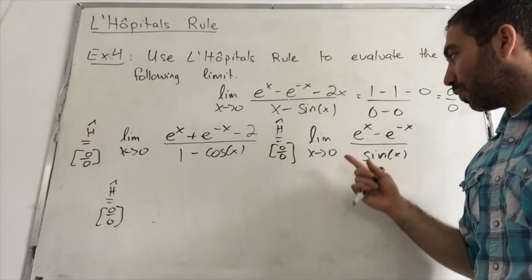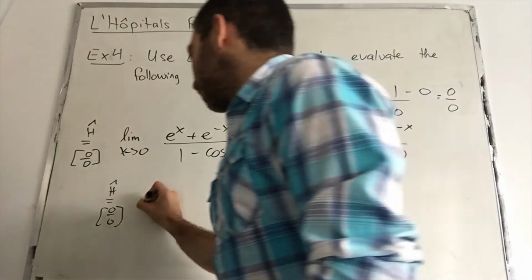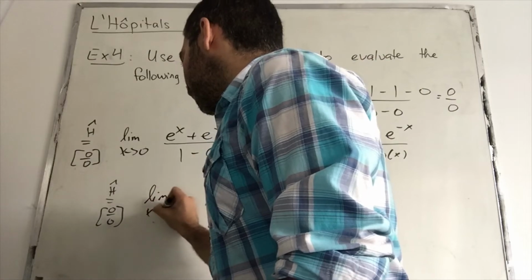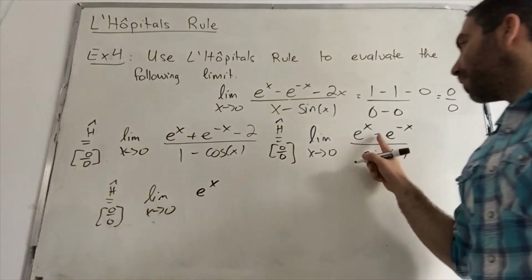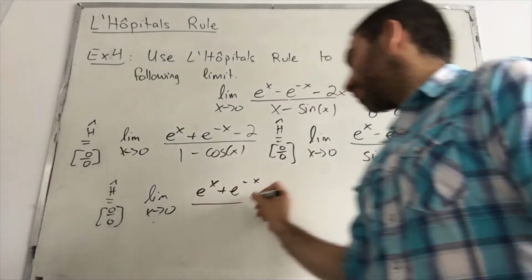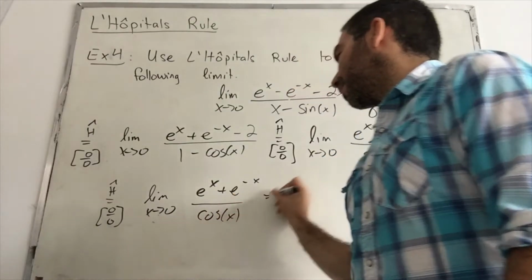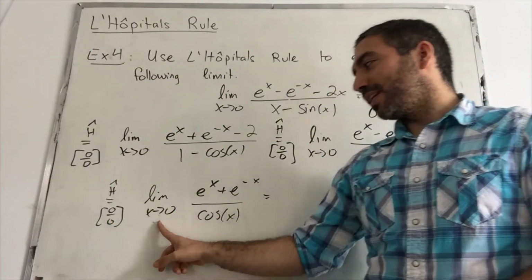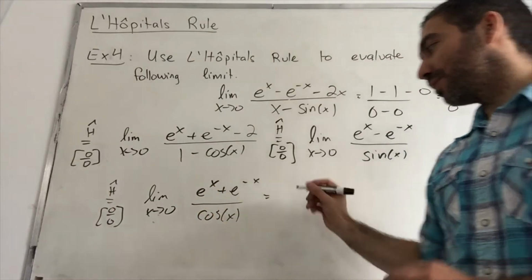Okay. So we're going to take the derivative of the top and the bottom. Taking the derivative of the top gives us the derivative of e to the x is e to the x. The derivative of negative e to the negative x is plus e to the negative x. And the derivative of sine is cos. Okay. Plugging in the limit, now we have e to the 0, which is 1, plus e to the negative 0, which is 1. So we get 2.